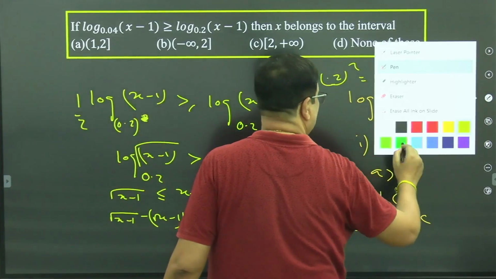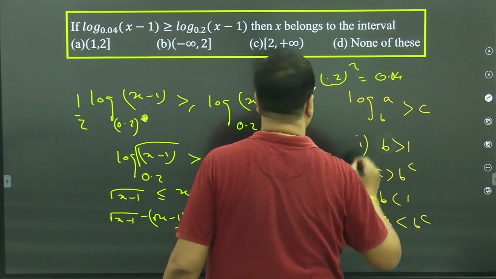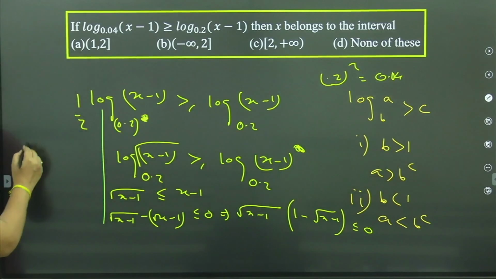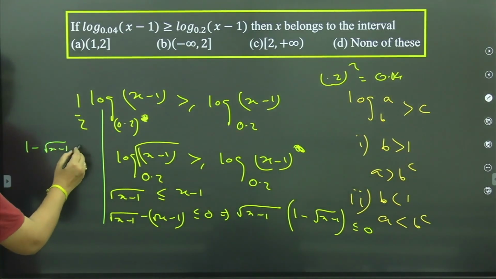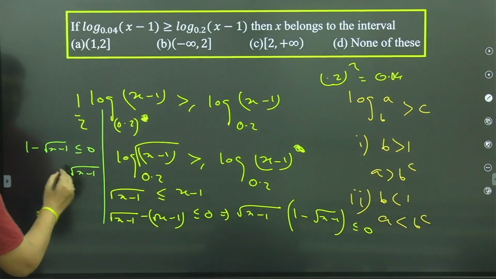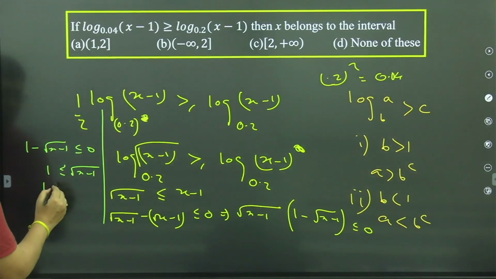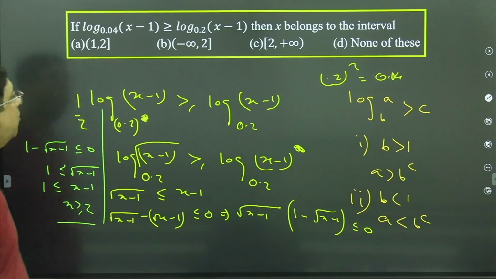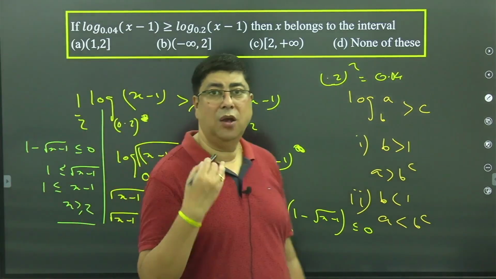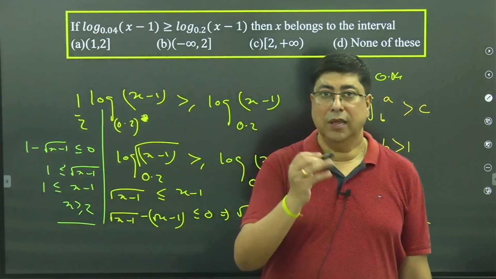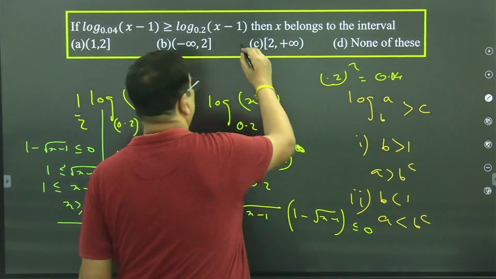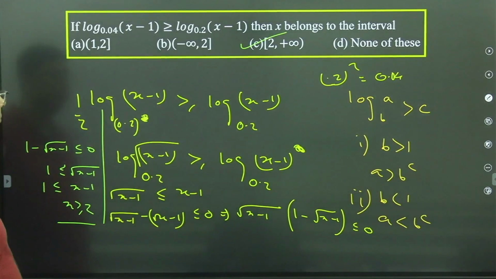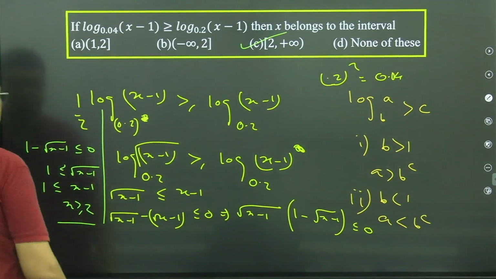Therefore, I can write this here. 1 minus root over of x minus 1 less than or equal to 0. Root over of x minus 1 greater than or equal to 1, do whole square: 1 less than or equal to x minus 1, x greater than or equal to 2. So x is from 2 to infinity. So C is the right answer. Okay, ready? Let's go to the next sum.